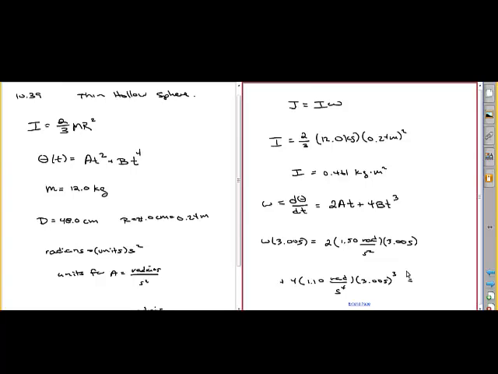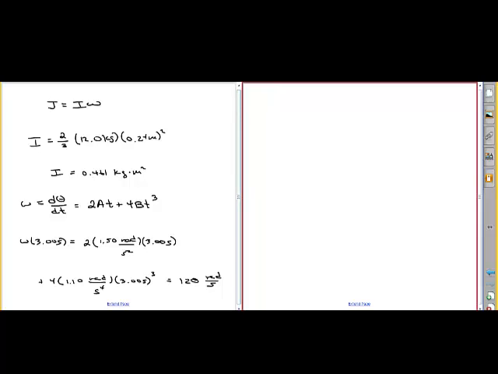So we get 2 times 1.5 times 3, that's the first term, plus 4 times 1.1 times 3 to the 3rd power. So I get 128 radians per second.